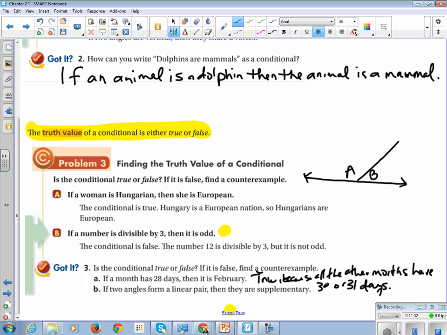I will accept it if you decide to write that it's false because of the leap year. I'll take either. If two angles form a linear pair, it is true because to be a linear pair, you must add up to 180 degrees.